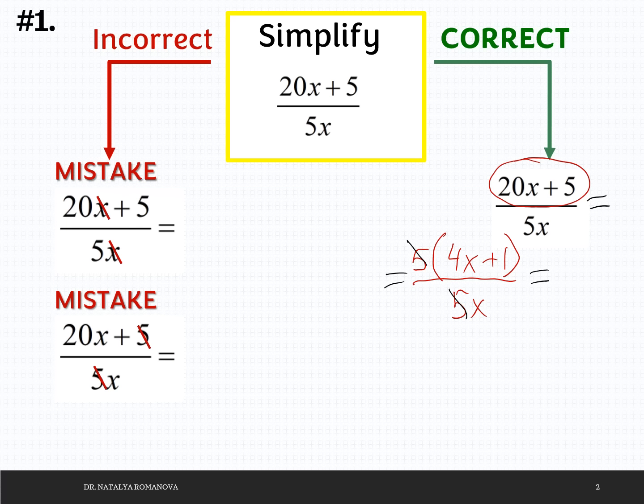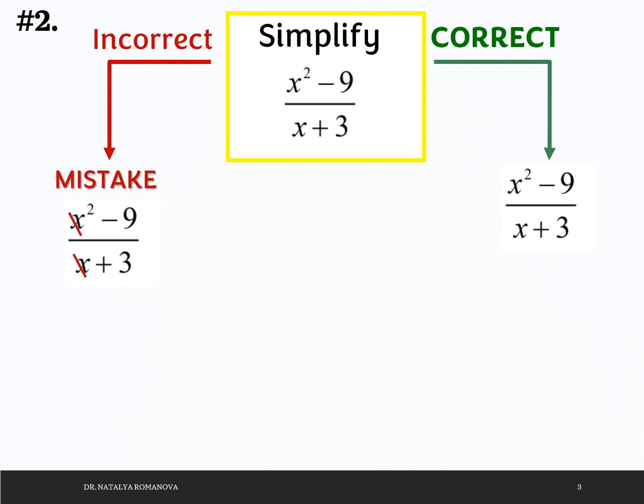Keep in mind, we can cancel out only the factor. The answer is (4x plus 1) over x. It is the correct answer in the correct way to find the solution. On the left side you can see the mistake, so we cannot do it like that.